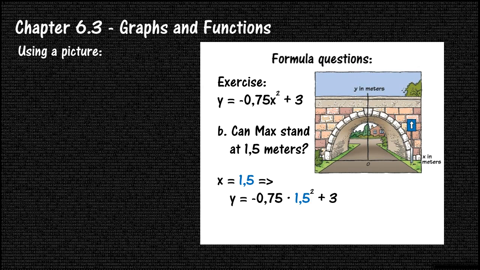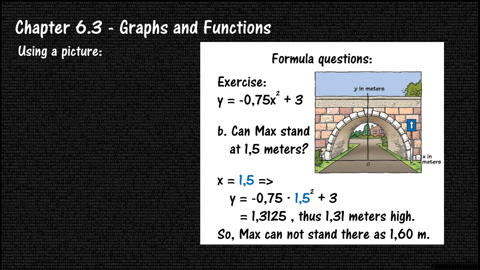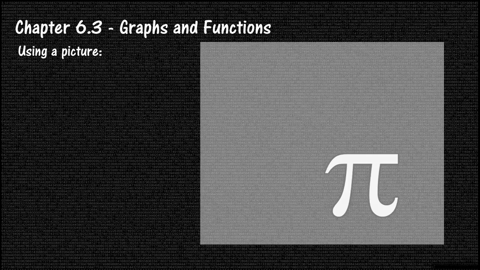Using a calculator will give you 1.3125 as our answer. This means that at 1.5 meters away from the middle, the tunnel is only 1.3 meters high. And that means that Max is unable to stand so far from the middle without bumping his head. So you see, nothing too difficult, but you do need to know how to use a formula and what everything means. Being able to use formulas in such a way is a very important skill, one that will help you in the future, so be sure to practice those exercises.